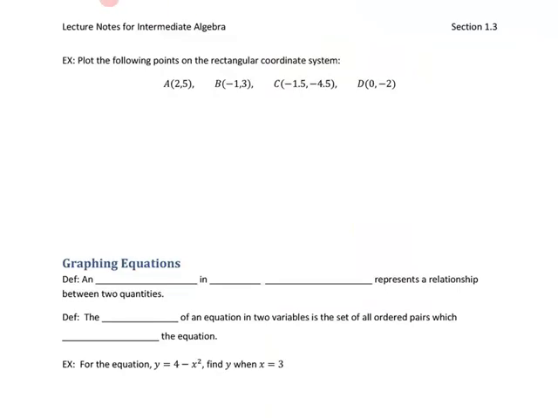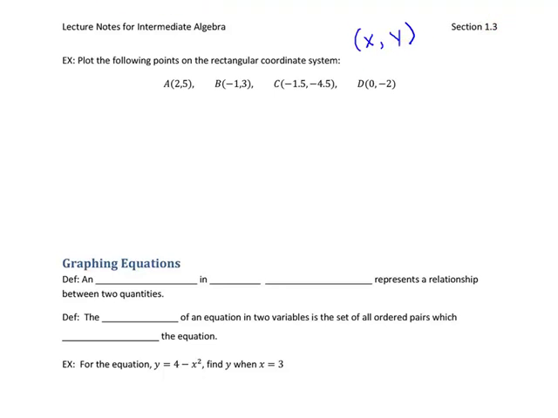We are asked to plot the following points on the rectangular coordinate system. We are given A is the point (2, 5), B is the point (-1, 3), C is the point (-1.5, -4.5), and D is the point (0, 2). In every case, please note that the first coordinate is always the x and the second coordinate is always the y. That is why it's called an ordered pair, because the order matters.